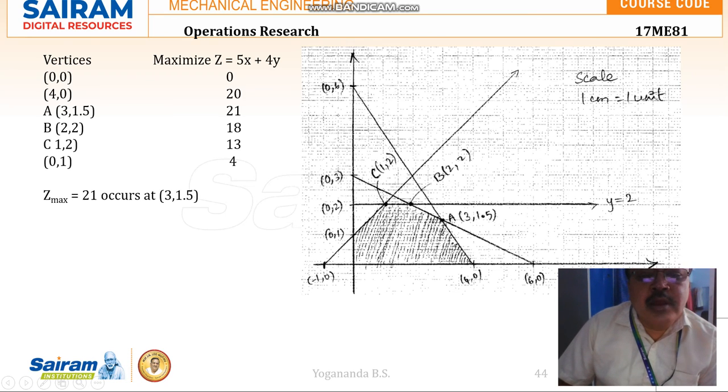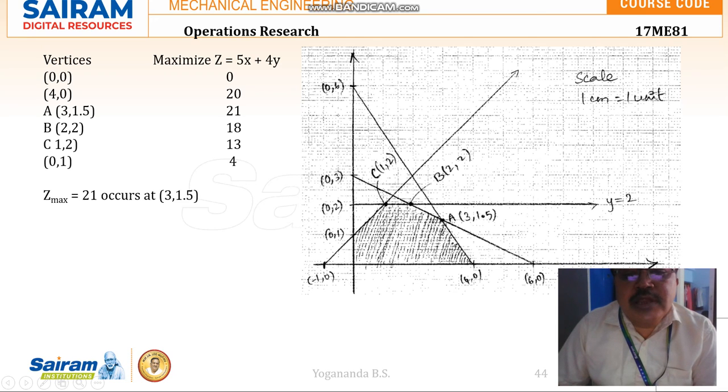I have the corner points here starting from the origin 0, 0. The objective function is this. Substituting x and y as 0 and 0, z value is also 0. Then the corner point 4, 0 on x-axis. Substituting x as 4, y as 0, z becomes 20.